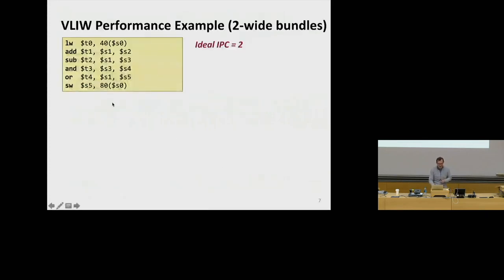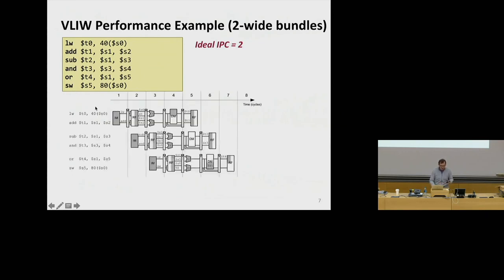Okay, so let's take a look at an example. Assume that it's very similar to superscalar actually, except the compiler needs to somehow bundle these instructions. So you have load word and add bundled here, sub and and bundled here, or and store word bundled here. And there's no dependency checking logic compared to the superscalar, because the compiler ensured that these instructions are actually independent when it scheduled them. And if the compiler does a good job in the scheduling, you'll get 2 IPC, 2 instructions per cycle in this particular machine.